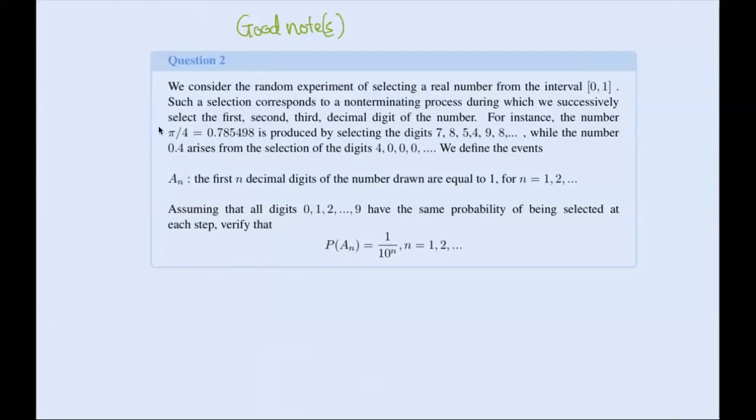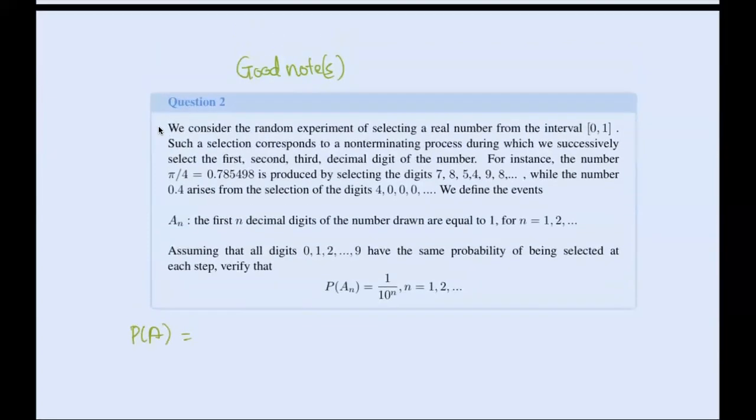Since every digit has the same probability of being selected at each step that you choose, it is something to do with equiprobable events. So you should think about the formula where you have probability of A equal to cardinality of A divided by cardinality of the sample space. So you should use this formula. It is pretty straightforward.